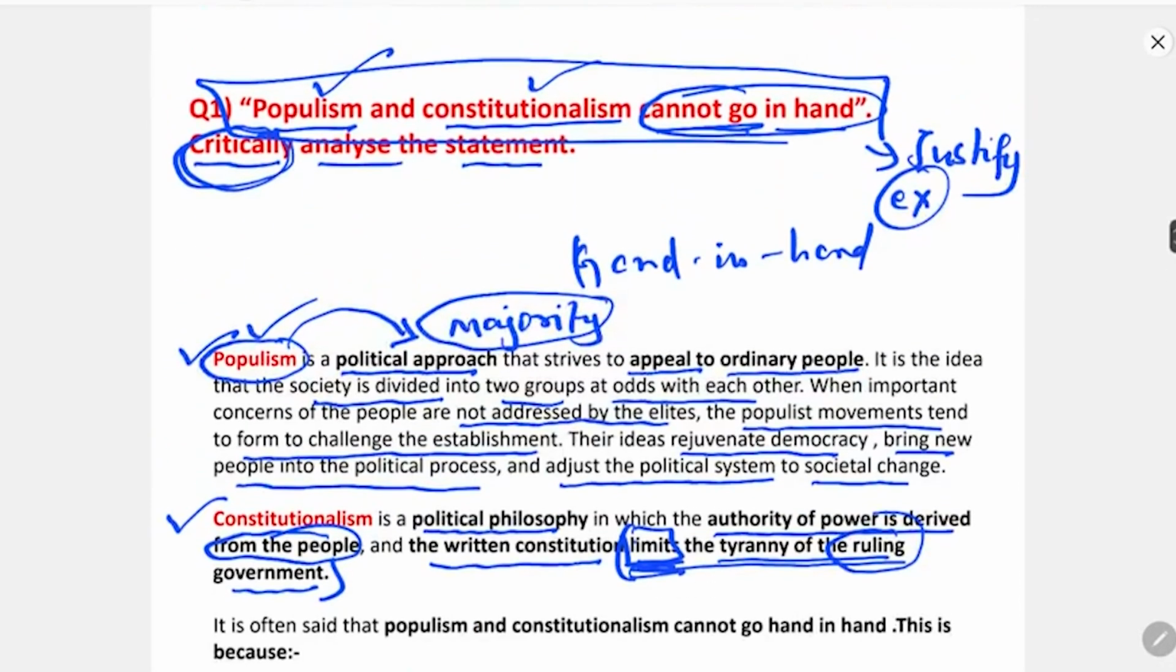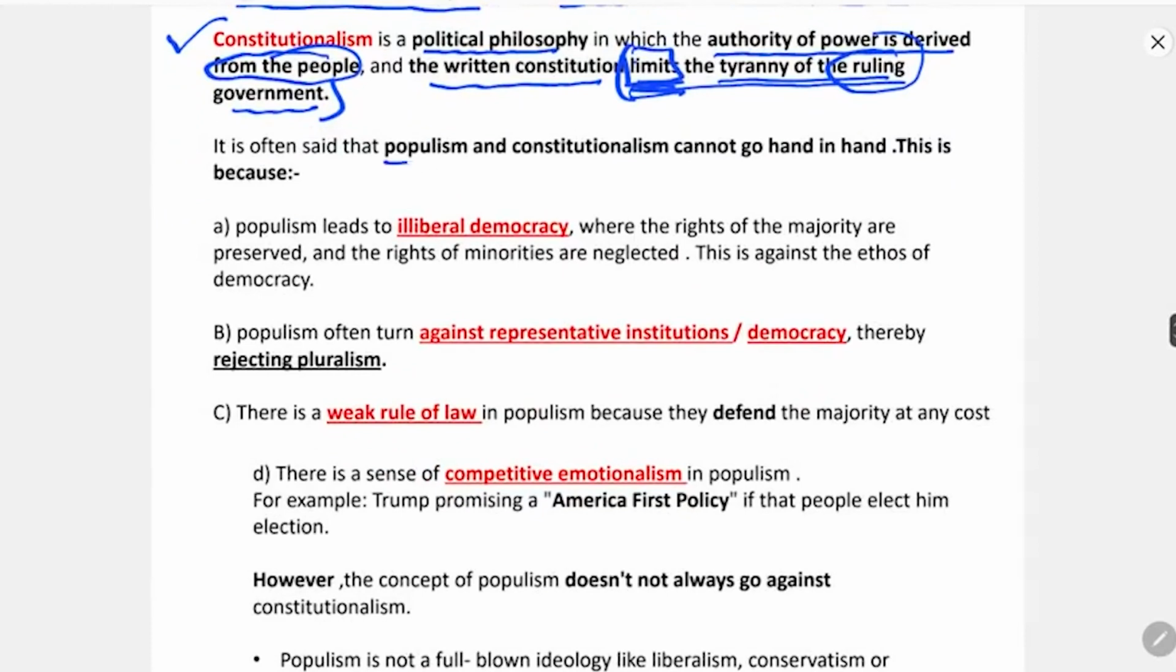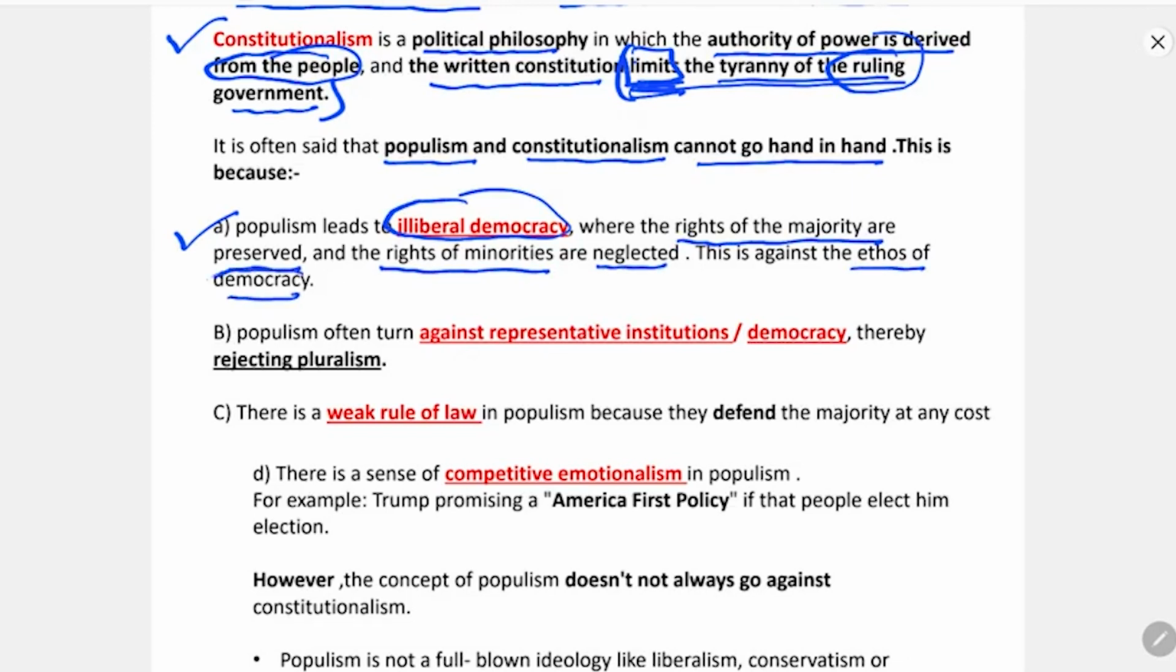Fine. Now coming to the question: populism and constitutionalism cannot go hand in hand. It is often said that populism and constitutionalism cannot go hand in hand. This is because, first of all, populism leads to illiberal democracy, where only the rights of the majority are preserved and the rights of minorities are neglected. So this is against the ethos of democracy, because in democracy, each and every person has to be heard and their rights have to be preserved, be it majority or minority. So when populism only caters to the majority section, it is against the ethos of democracy.